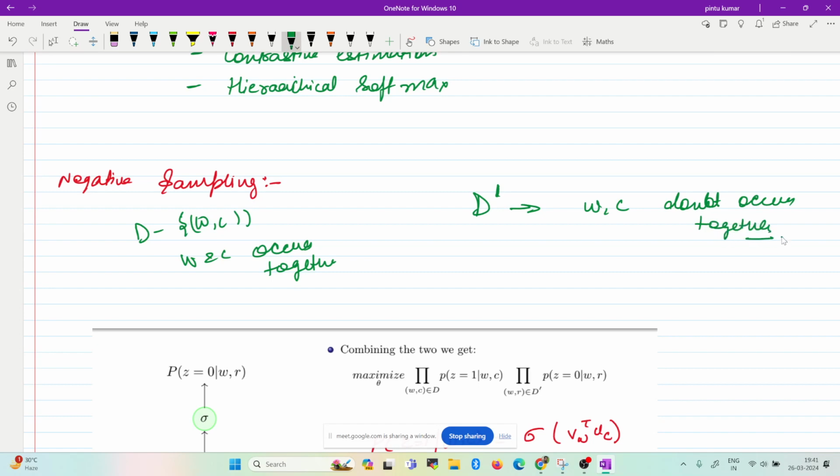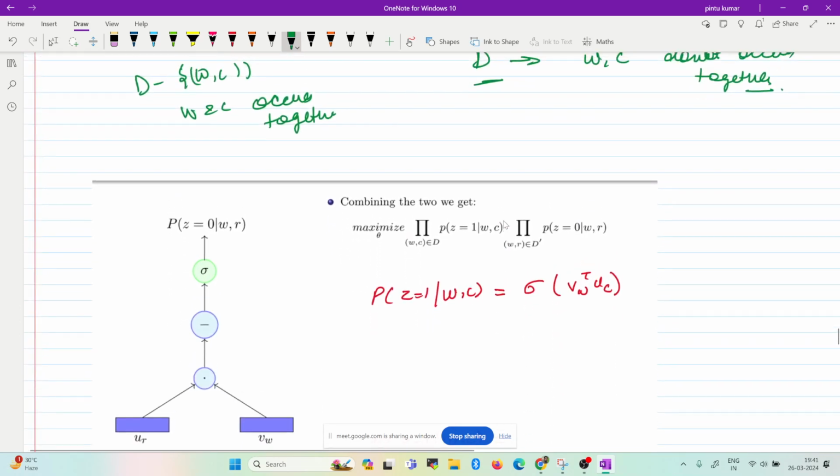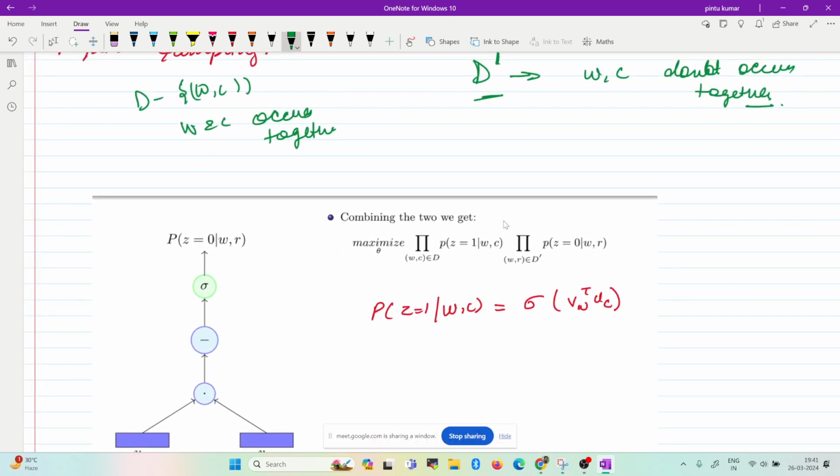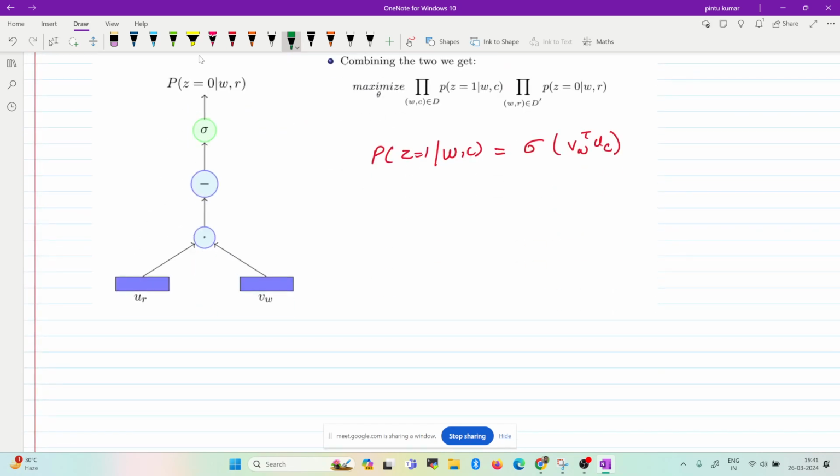Right? So because you know which words occur together, you can create D dash, which are pairs that do not occur together. Okay. So what we want to do is create this kind of a small network. Let's just ignore this for the time being.